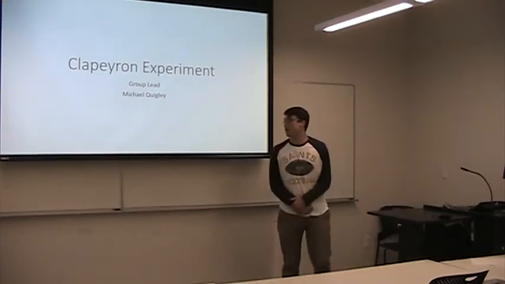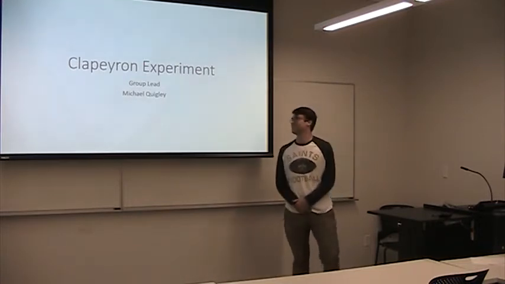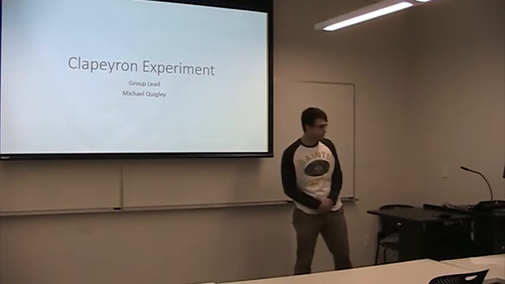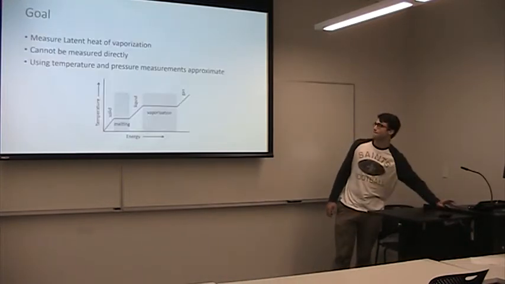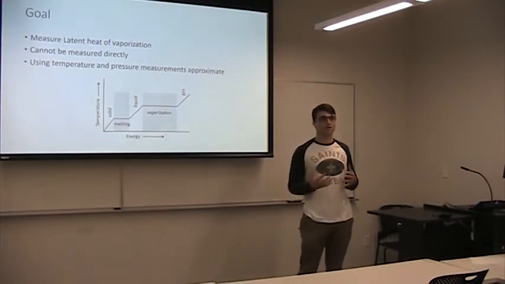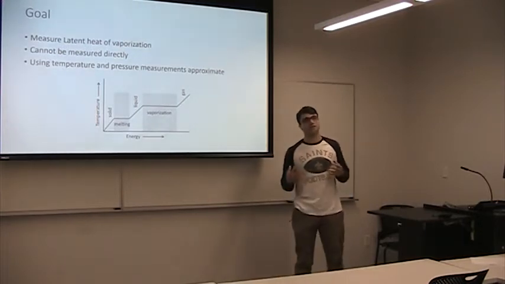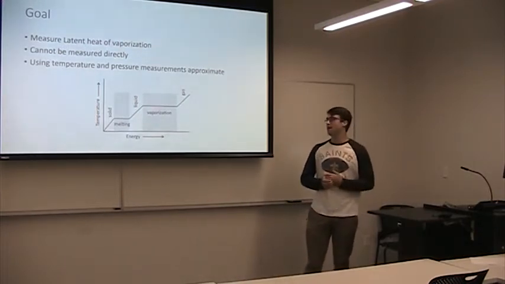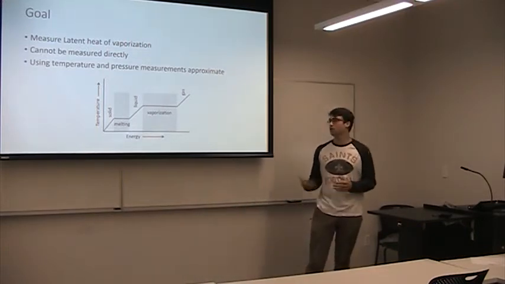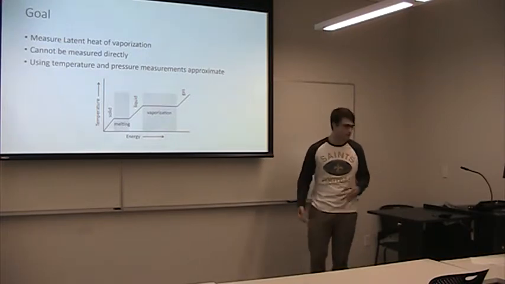Alright, so today I'm going to be talking about the Clapeyron experiment. Never have figured out how to say that yet. And giving you a little background information about it. So basically this experiment, we're going to be trying to measure the latent heat of vaporization, but it can't actually be directly measured. So to back it out, we use the temperature and the pressure measurements along with a clever little formula that gives us the latent heat of vaporization.